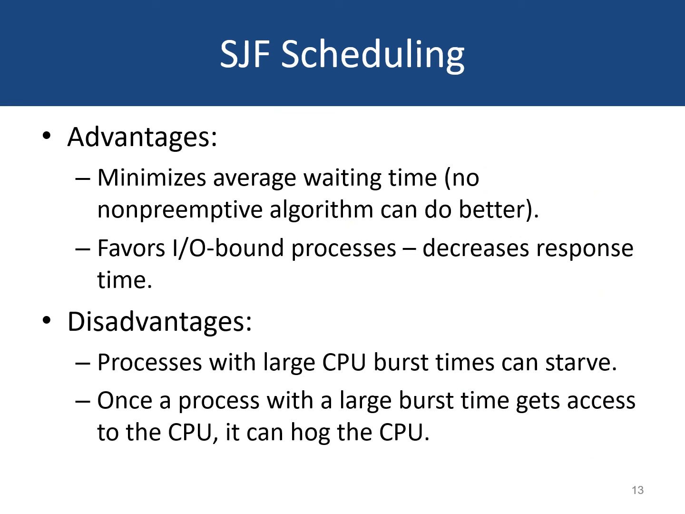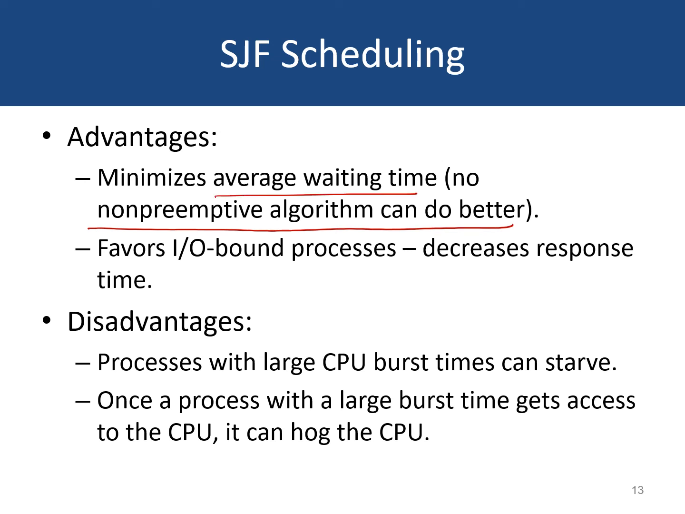So with that background, let's think about the advantages and disadvantages of this scheduling algorithm. The main advantage of the shortest job first algorithm is that it is provably optimal in the sense that it gives minimum average waiting time for a given set of processes. No non-preemptive algorithm can do better than this in terms of average waiting time.